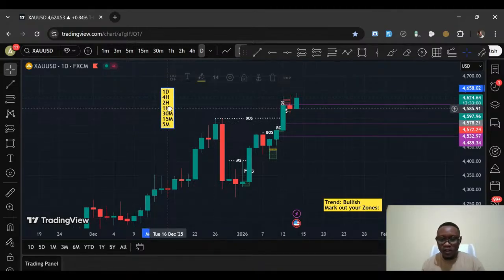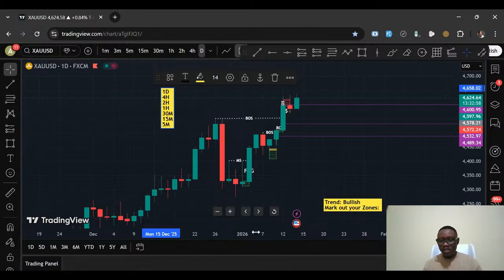which is very, very key in order for you to determine the type of opportunity to look out for. You don't want to be selling in a bullish market and vice versa. That is not to say that you can't take opportunities in the opposite or counter-trend direction. Yes, you can, if certain factors are met.